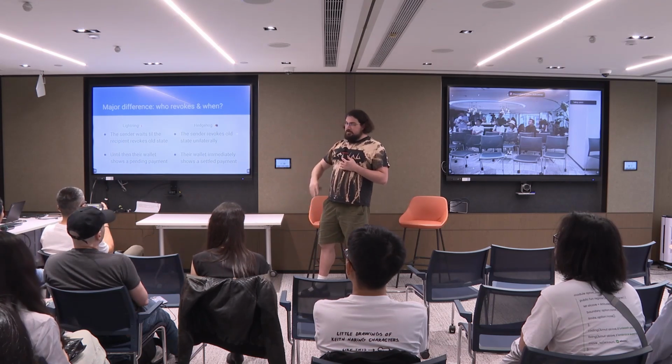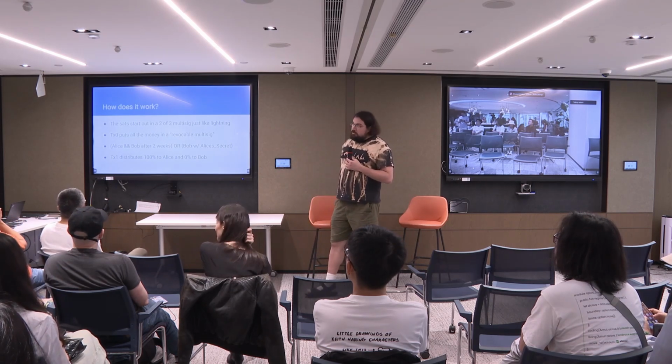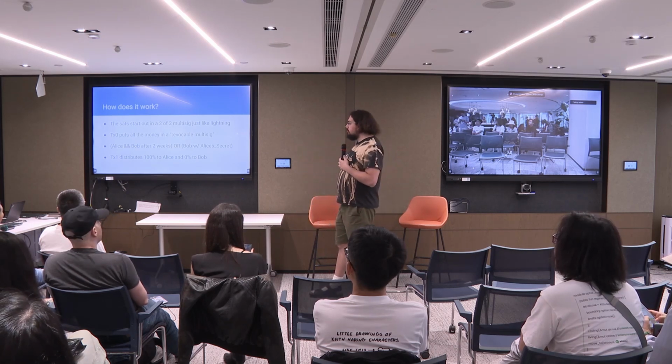They don't have to wait for the other guy to get online. They can just send him the data and say, okay, that's the new state. How does it work? Well, just like with Lightning, the sats in a Hedgehog channel start out in a 2 of 2 multisig Bitcoin address that's controlled by 2 parties. Anything that happens in that address has to be co-signed by both parties.